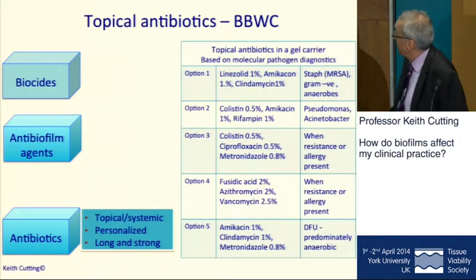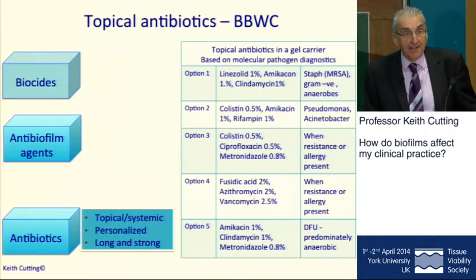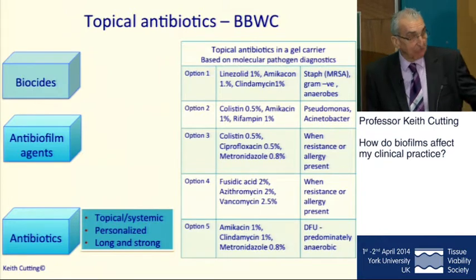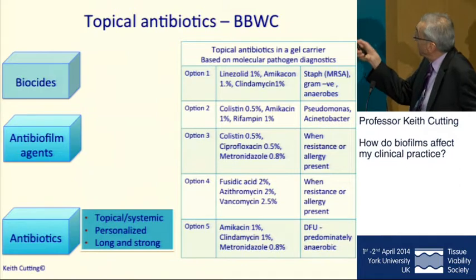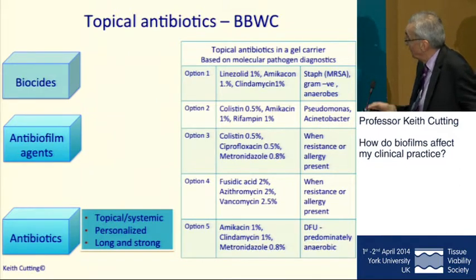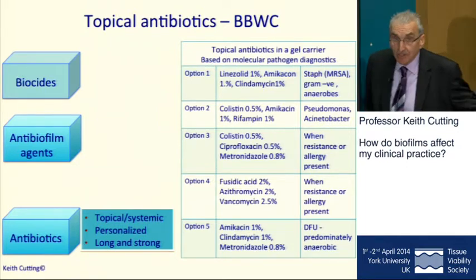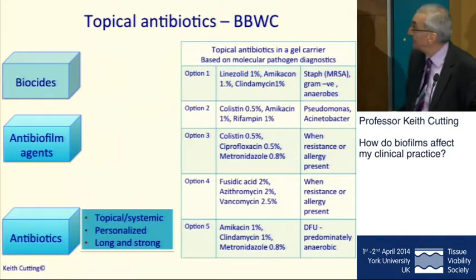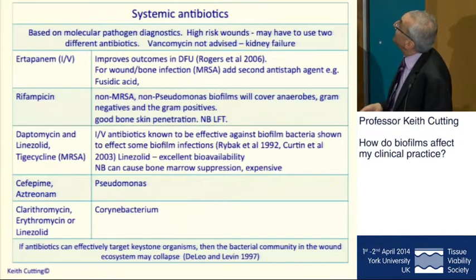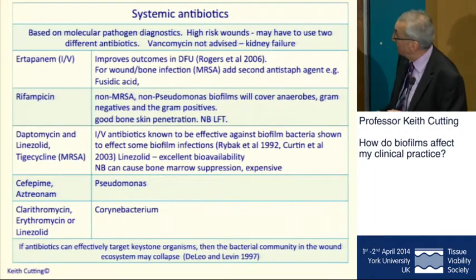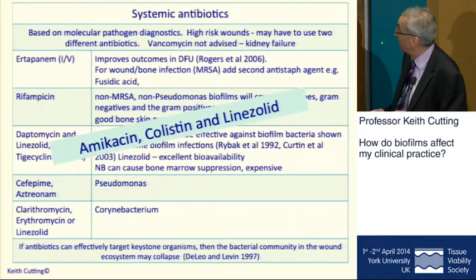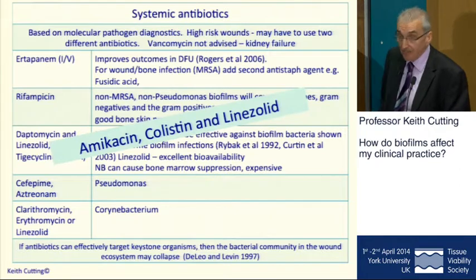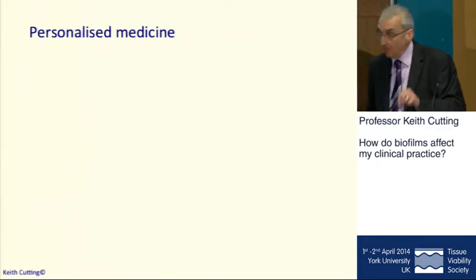So here is a list of a number of the antibiotic protocols that they use. You can see the groupings here and when they use them. I'm not going to dwell on that because we can't use this. And there are the systemic antibiotics that they use, but they now heavily rely on these three: amikacin, colistin, and linezolid. 2 minutes and I'll finish.